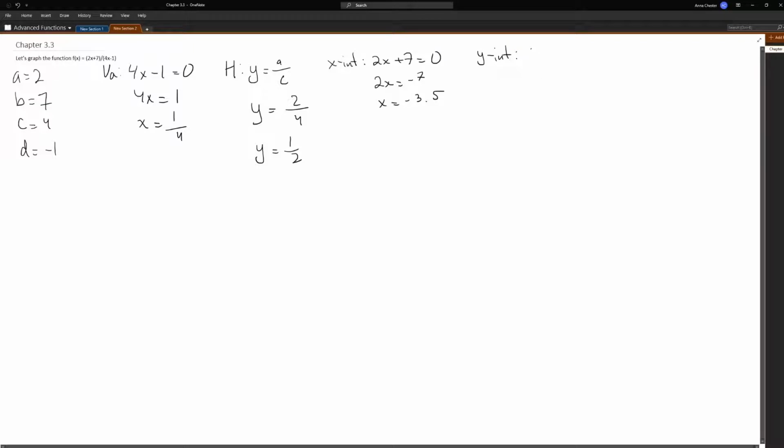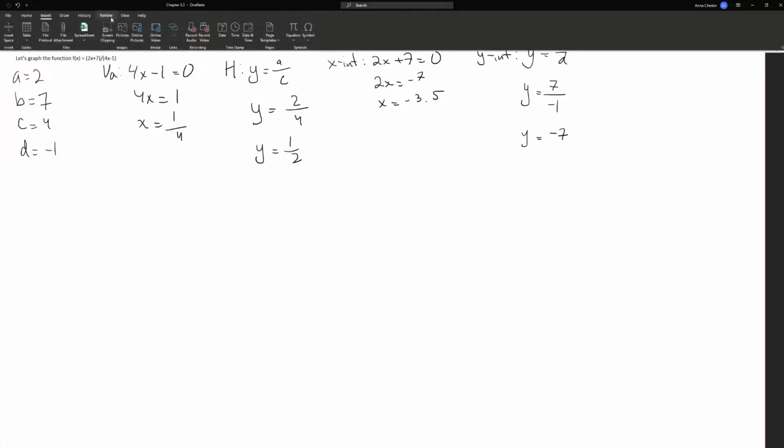So what we have is y is equals to b over d. So y is equals to 7 over negative 1, which is y is equals to negative 7. With that in mind, we could finally create our graph.